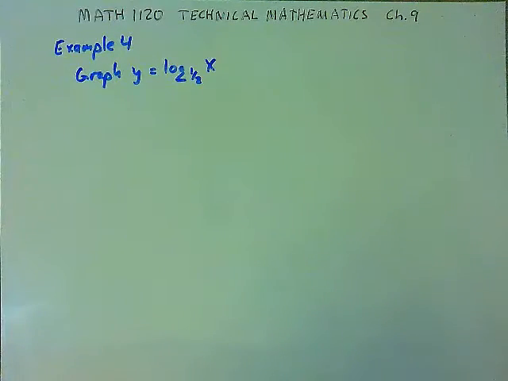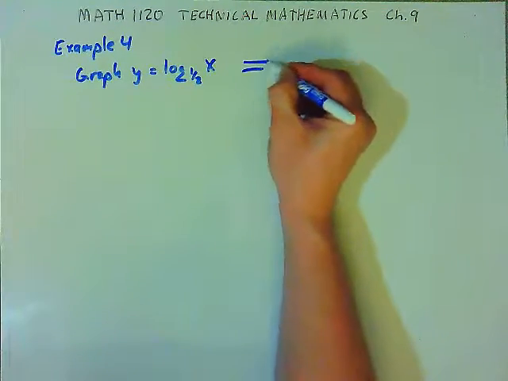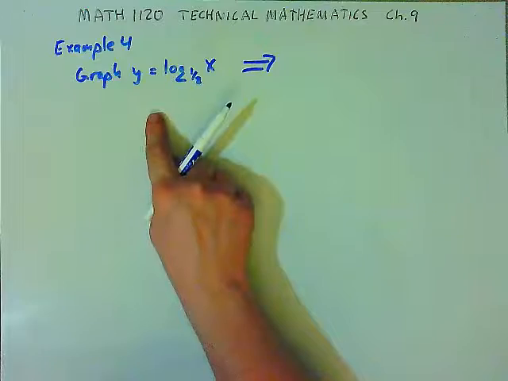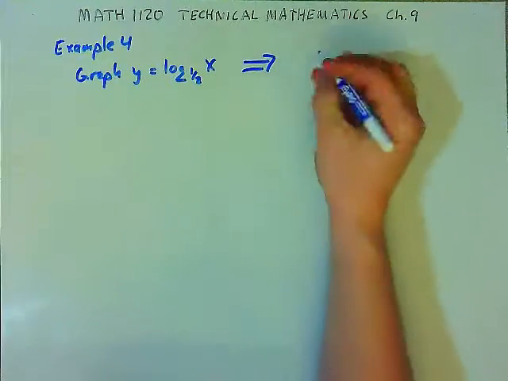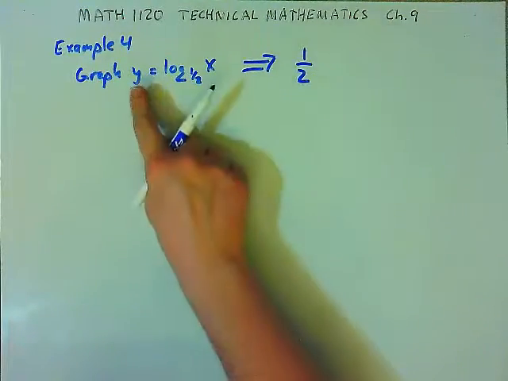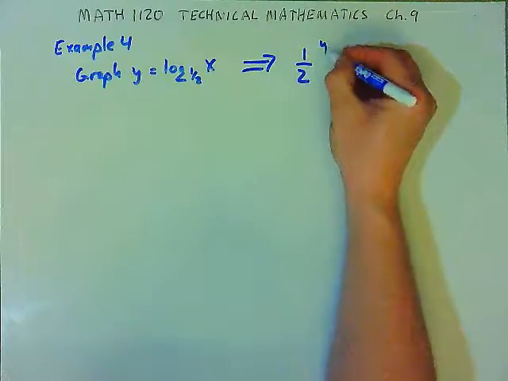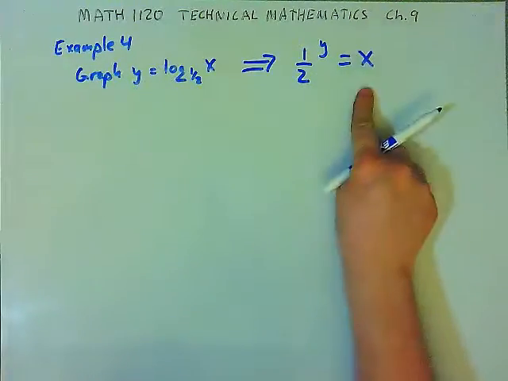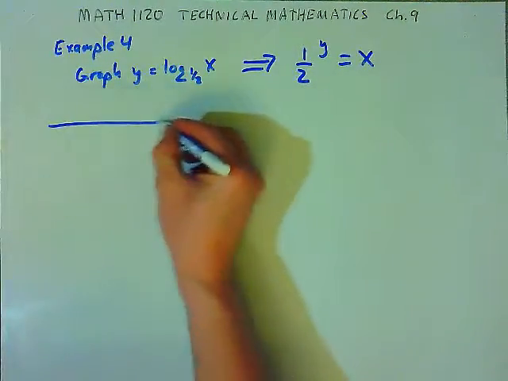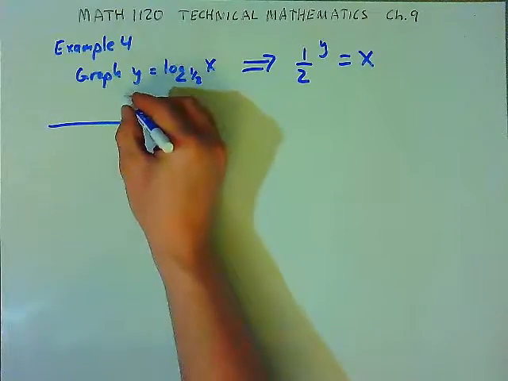This is example 4. It says graph y equals log base 1 half of x. And so again, it's going to be a lot easier for us to do this if we first change this into an exponential form. The base is 1 half. The exponent is y. And this will be equal to x. And so we will plot some ordered pairs.